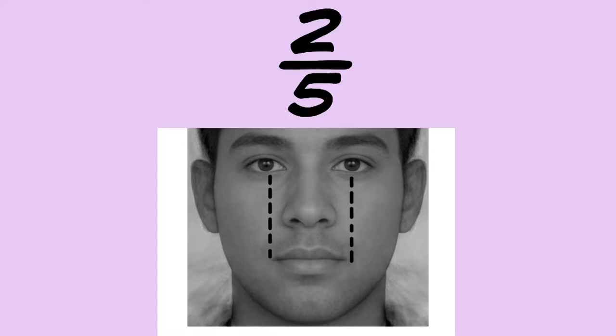We have 2 eyes, but we might have room for 5 eyes. 1 eye in between and 2 on the sides. If there's 2 eyes and there's room for 5, what's the fraction? 2/5. Yep. My eyes take up 2/5 the width of my head.